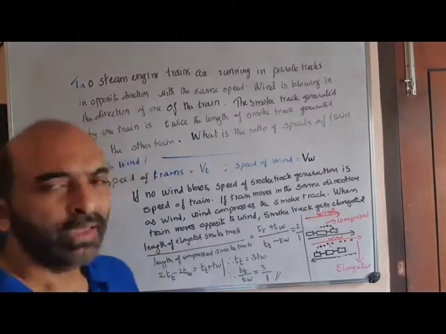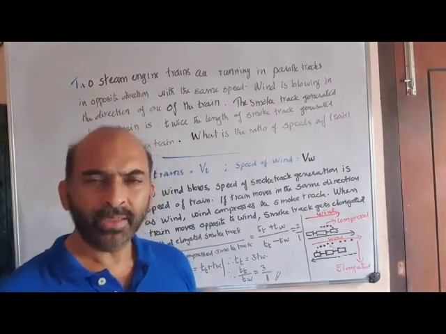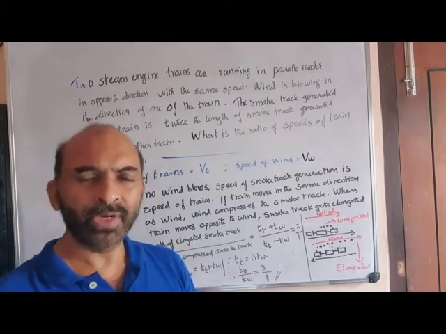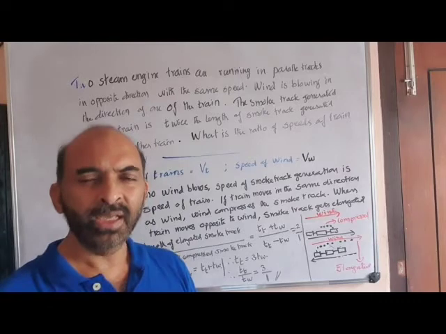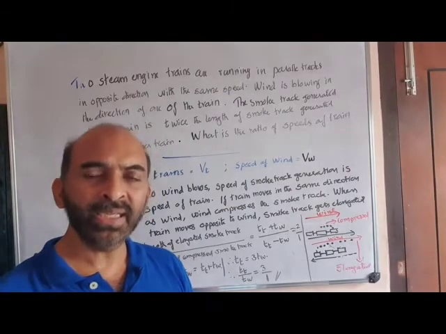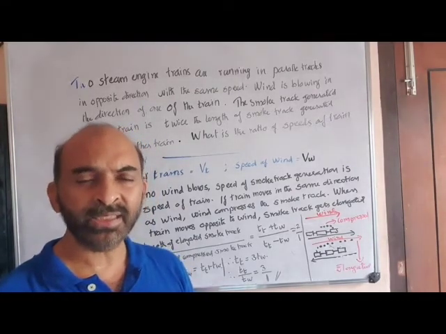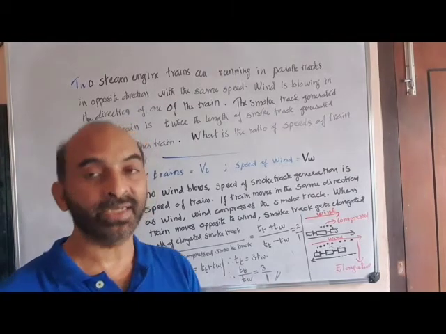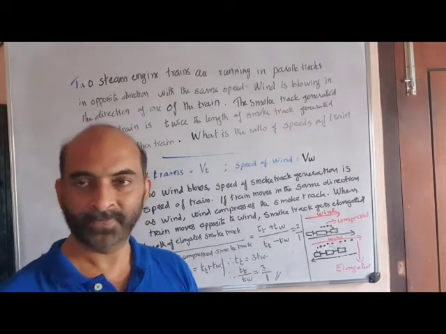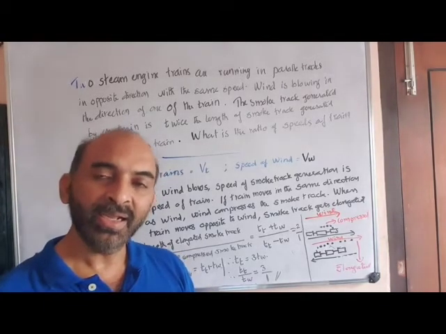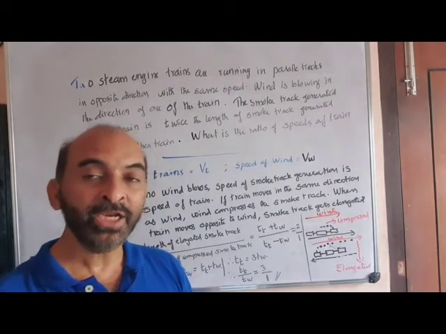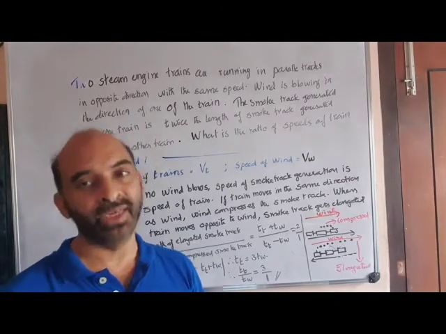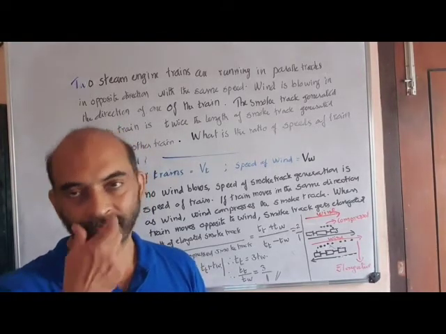Then, it has been observed that the smoke track generated by one of the engines is twice in length as the smoke track generated by the other train. Okay. Then, what is the ratio of speeds of the train and the wind? That's the question.